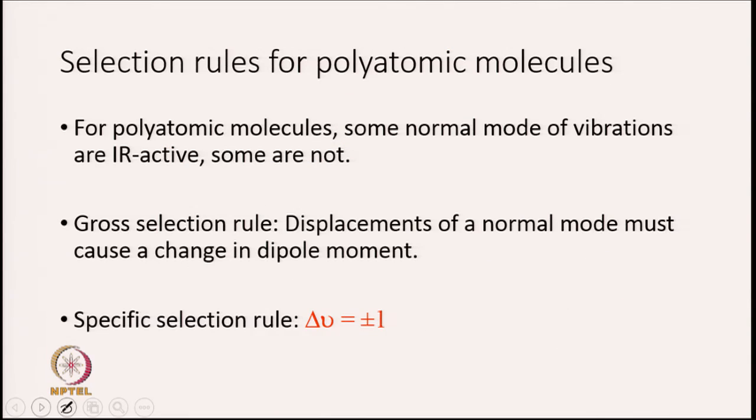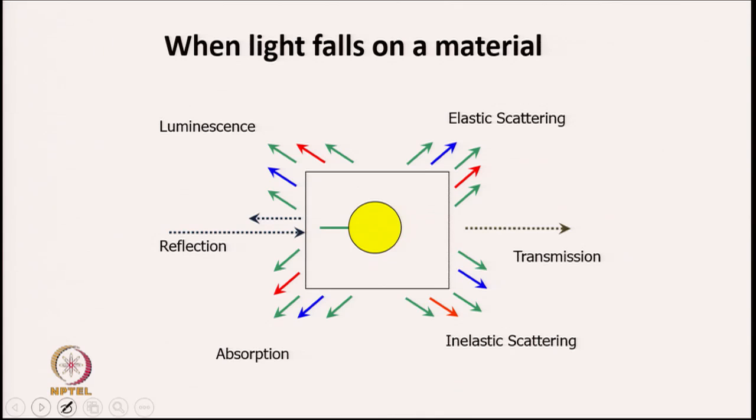Selection rules for polyatomic molecules are similar to what we discussed for diatomic molecules, but for polyatomic molecules, some normal modes of vibration are IR active whereas others are not. A gross selection rule is applicable here also. Displacements of a normal mode must cause a change in the dipole moment, only then can you see the IR spectra of that molecule. And the specific selection rule is similar, delta V is plus minus 1. So, now we will go to Raman spectroscopy. First Raman vibrational, and then we will discuss Raman rotational vibrational spectroscopy.